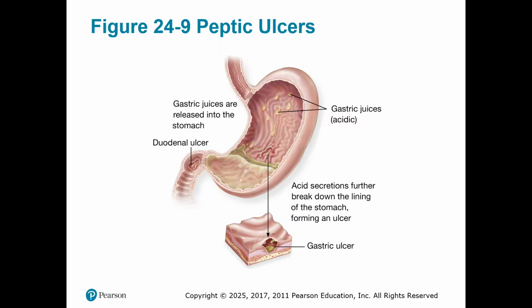So gastric ulcers are the small red spots on the interior wall of the stomach, and the duodenal ulcers are the small red spots on the interior wall of the duodenum. So right there, these are the gastric ulcers right here. Oh, right there. Sorry.